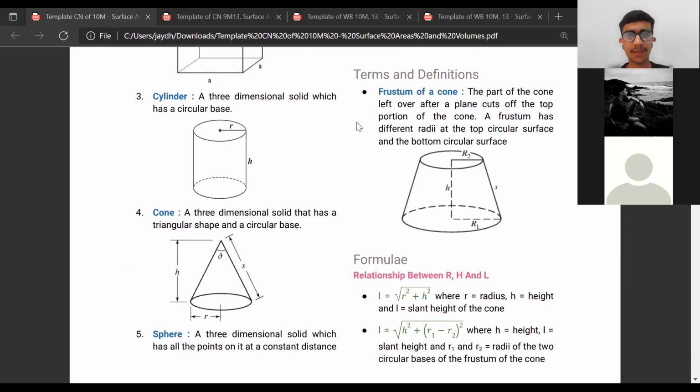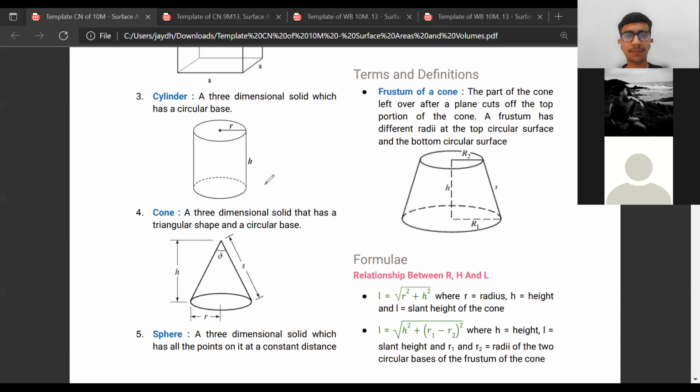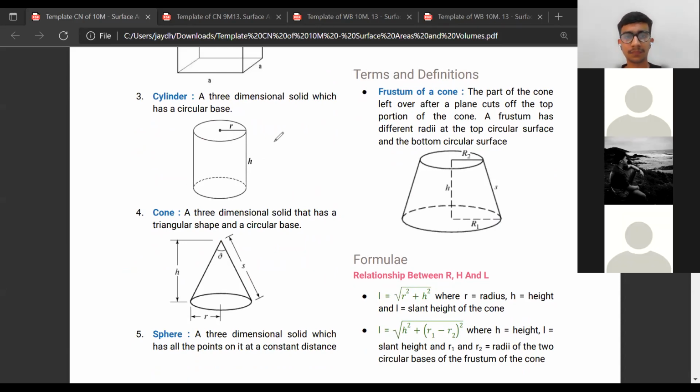So the next shape is cylinder. First tell me what is the CSA for the cylinder? 2 pi RH. What is the TSA? 2 pi R times R plus H.